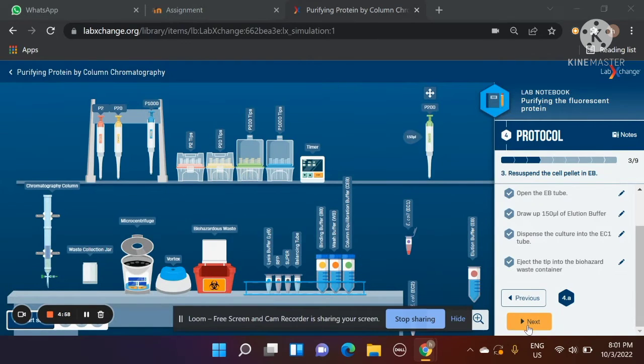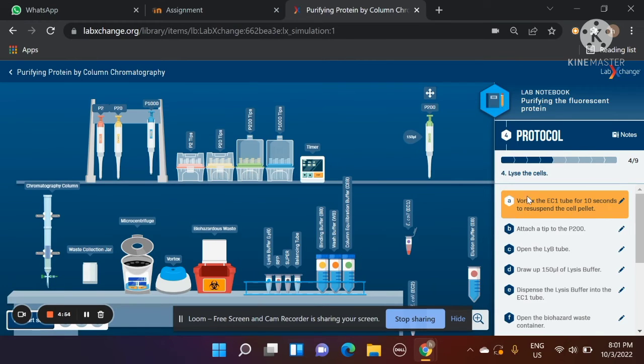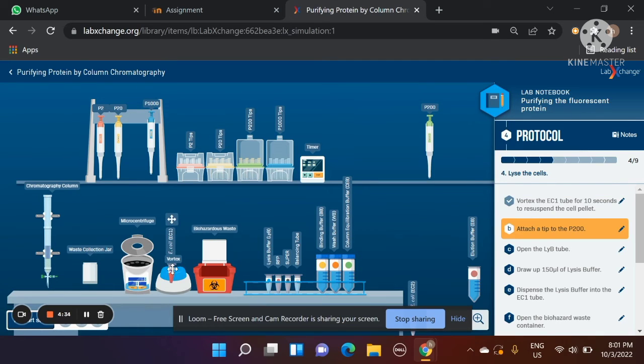Then we move to the fourth procedure. We have to lyse the cells. For that, we vortex the EC1 tube for 10 seconds to resuspend the cell pellet. So we have to take the EC1 tube. Okay, then we put it in the vortex.